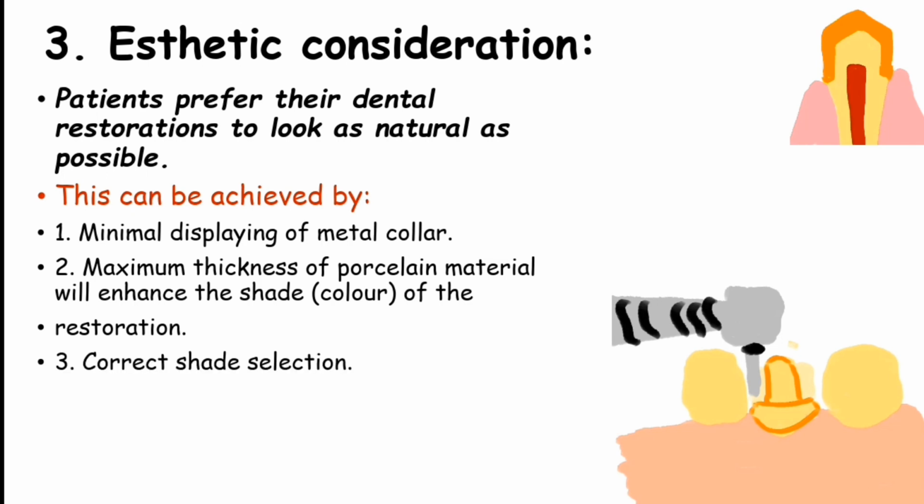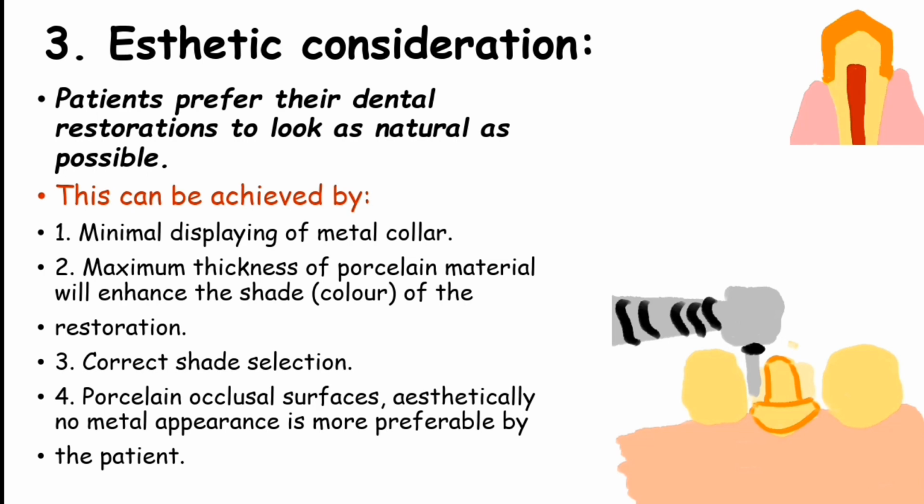And the third point is also the same. Shade selection is also very important; it should match the other teeth beside the artificial tooth. And the fourth point is porcelain occlusal surfaces. Aesthetically, no metal appearance is more preferable to the patient.